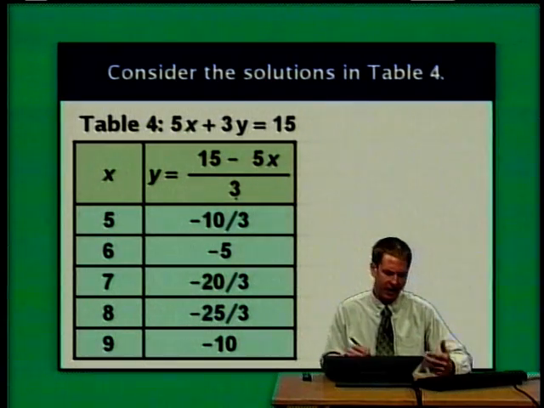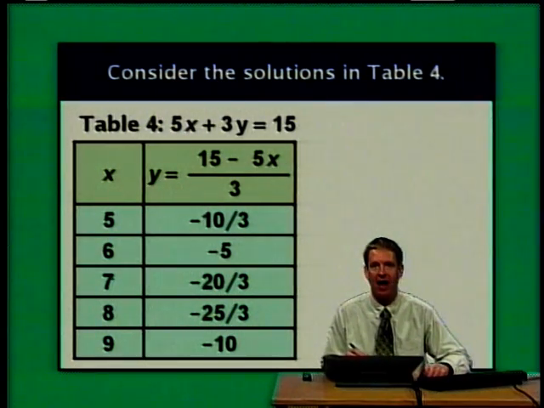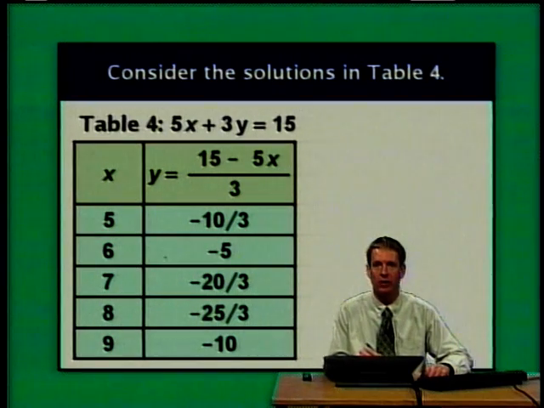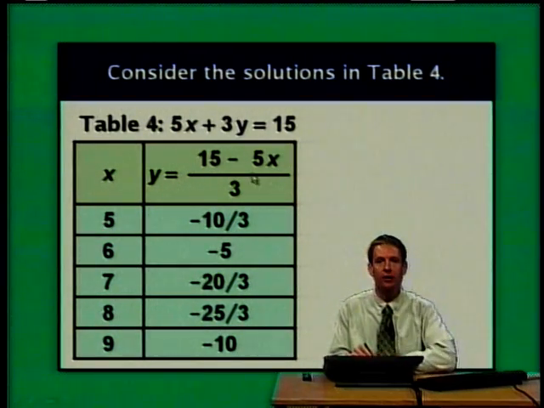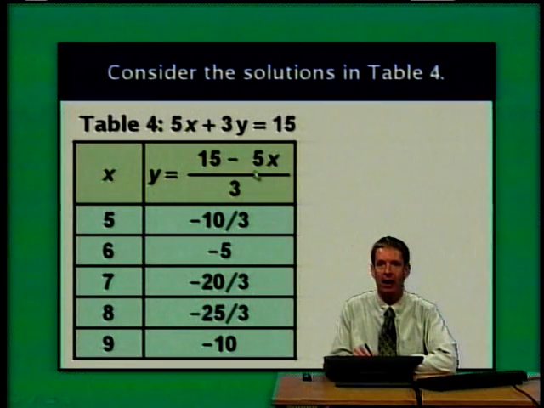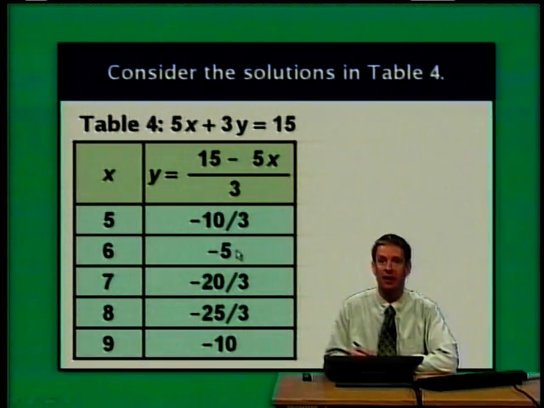Then I've gone ahead and replaced x with 5 different values. For example, if I replace x with 5, in the numerator, I'm going to have 15 minus 5 times 5. That's negative 10. So for the fraction in its entirety, I'm going to have negative 10 over 3. If I replace x with 6, in the numerator of y, I have 15 minus 5 times 6. 15 minus 30 is negative 15. Negative 15 divided by 3 is negative 5. So hopefully you're understanding where all these numbers come from.